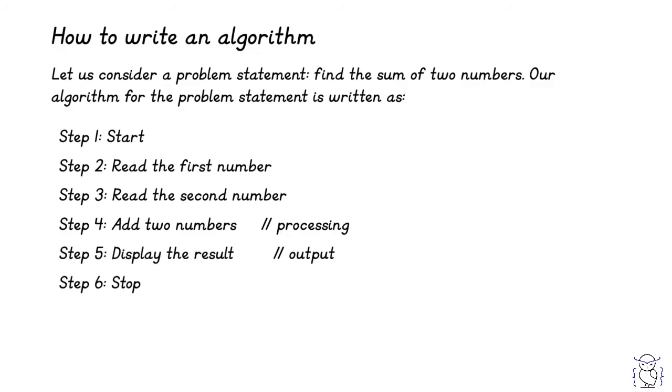To understand how we can write an algorithm, let's dive into an example. Let us consider a problem statement: find the sum of 2 numbers. Our algorithm for the problem statement is written as follows. Step 1 would always be start. Step 2, we read the first number. In step 3, we read the second number. Here, step 2 and step 3 are input. In step 4, add the 2 numbers, which is processing. In step 5, we display the result, which is output. And step 6, which is mandatory, is to stop the algorithm.